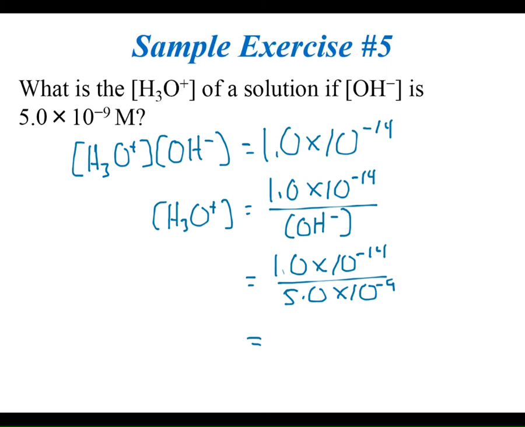So, get out your calculator. Let's try our old friend, the exponent key. 1 exponent negative 14 divided by 5 exponent negative 9. See what you get. Don't forget, please use the exponent key. Don't try to do times 10 to the, you will get some crazy answers. So what's the concentration of the hydronium?